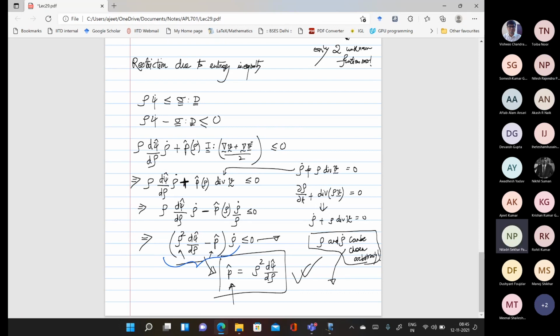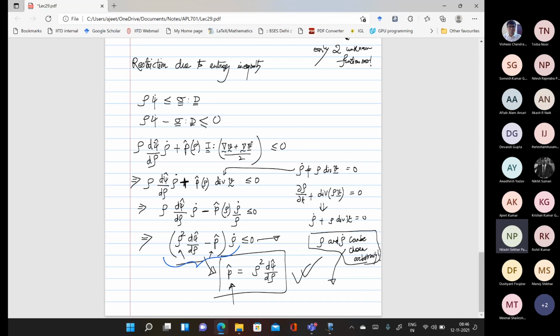Sir, to satisfy the constitutive equation, we need three things: the second law inequality, material symmetry, and objectivity. Yes. The second law inequality is to satisfy the restriction that the universal entropy remains always greater than or equal to 0. That should be satisfied. That's why we satisfy the second law inequality.